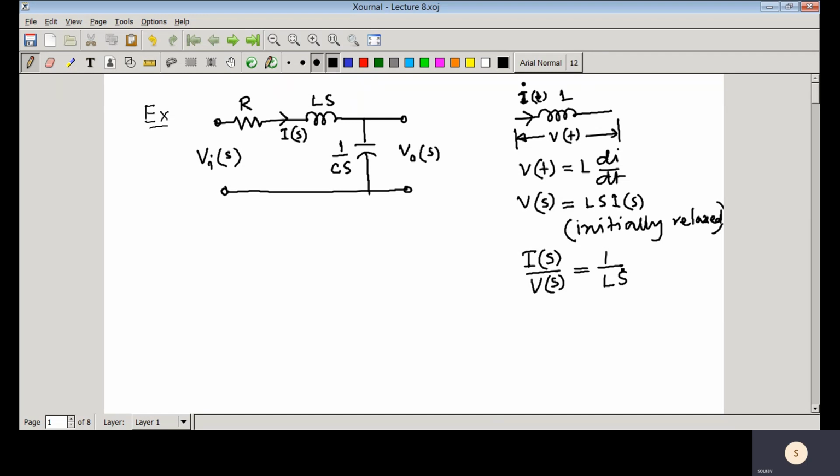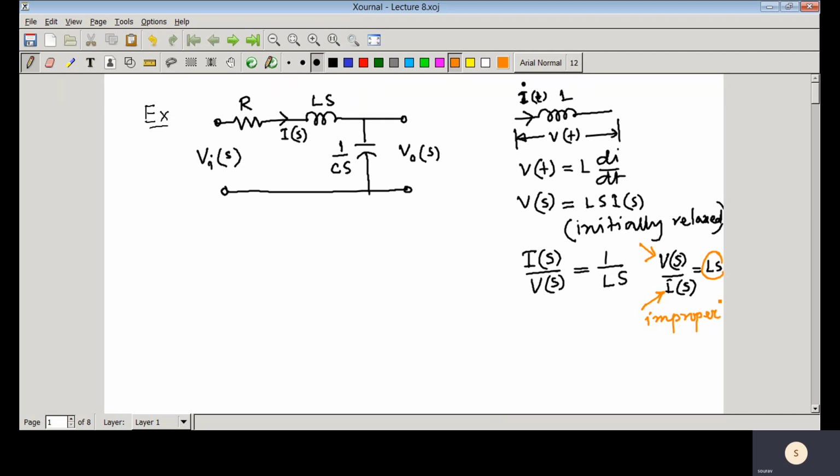that one is equal to 1 by Ls. Now here one interesting point is that if you want to represent this block in terms of V(s) by I(s), then that would be equal to Ls. So if you take the input as current and output as voltage, then you have the transfer function Ls, which is improper. And we have already discussed that an improper transfer function cannot be realized physically.